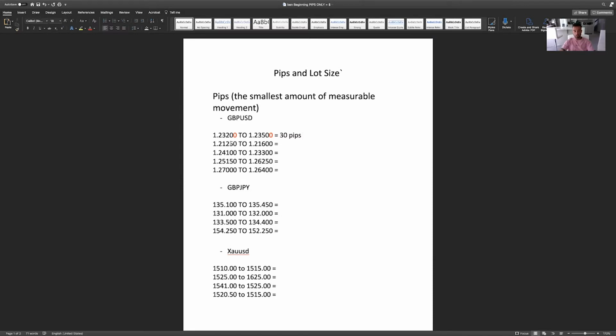All right, so this next one here, 1.21250. Now we're looking at 25 and how to get to 60. To get from 25 to 60, the difference between the two is 35, so that would equal 35 pips.